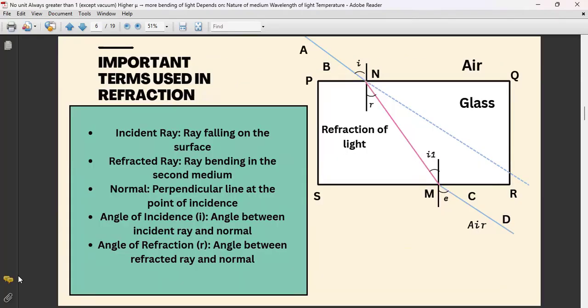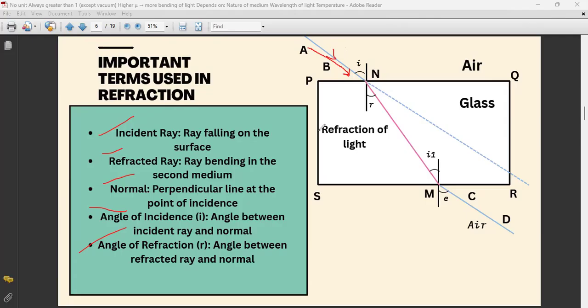Now, important terms used in refraction. What are the important terms that we see in refraction? These are the incident ray, refracted ray, normal, angle of incidence, and angle of refraction. Now, what are these terms? Incident ray: the ray falling on the surface. This blue ray is the incident ray. The ray which is falling onto the surface will be called the incident ray.